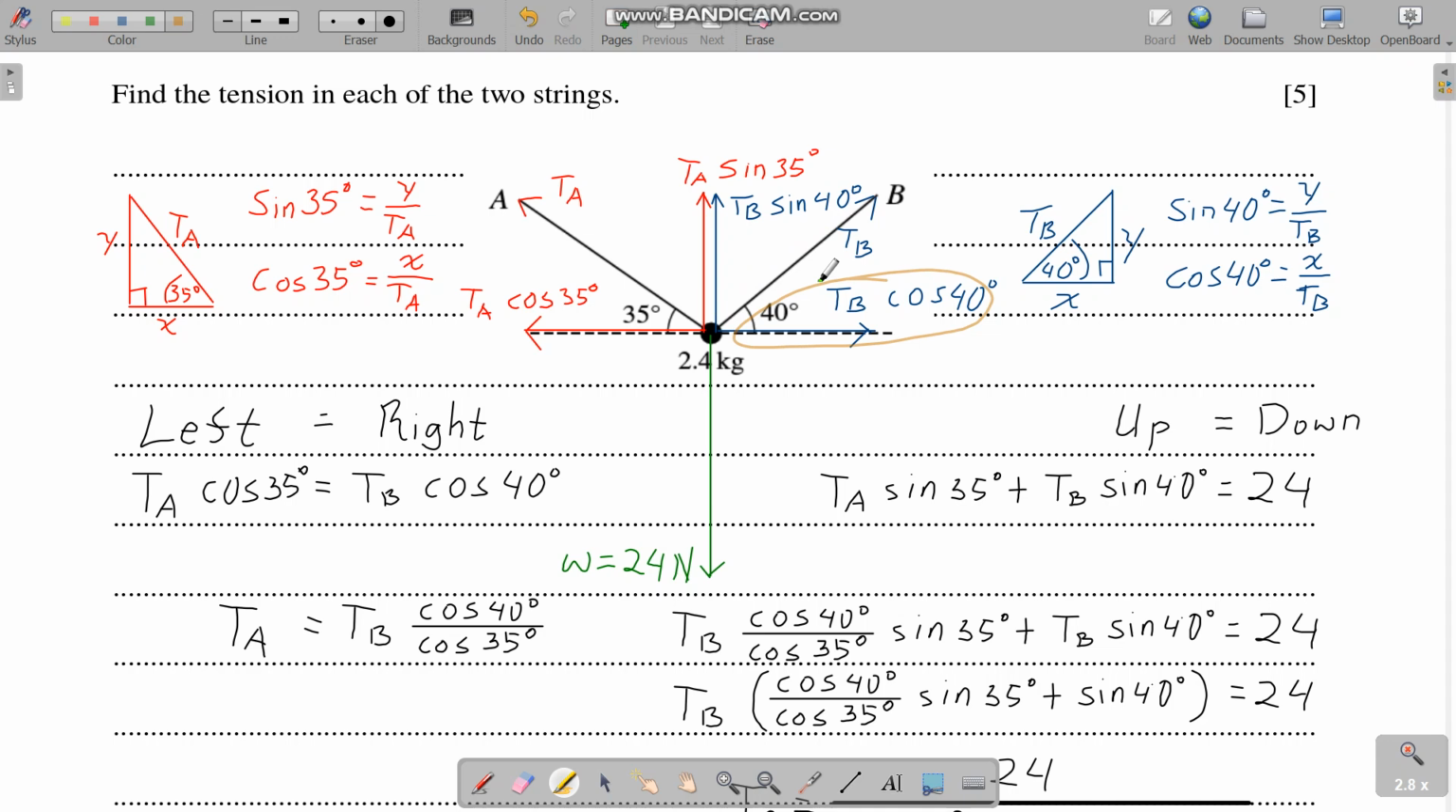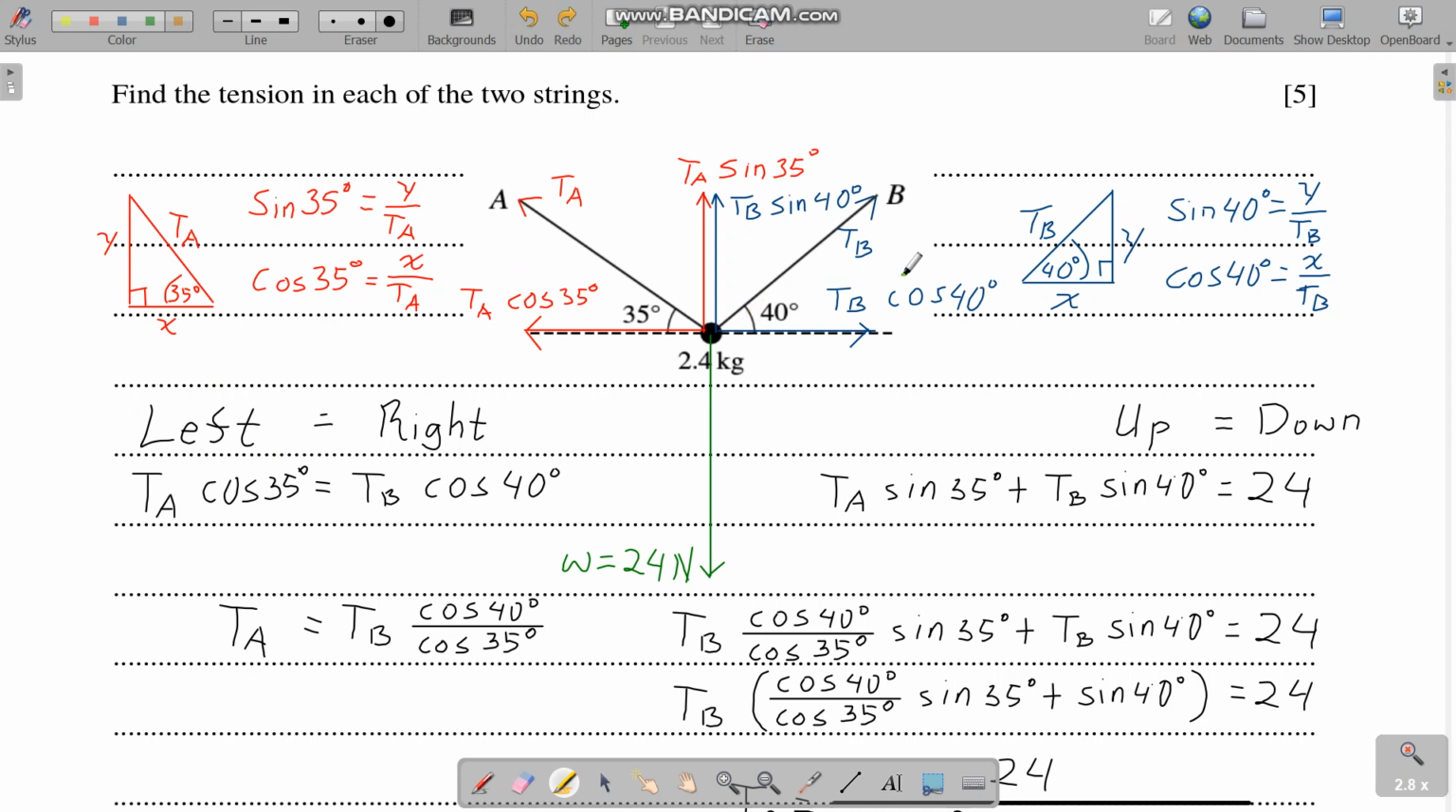And then now we use sigma F equals 0. In the horizontal direction, the forces to the left equal the forces to the right. To the left, we have only TA cos 35. To the right, we have only TB cos 40.